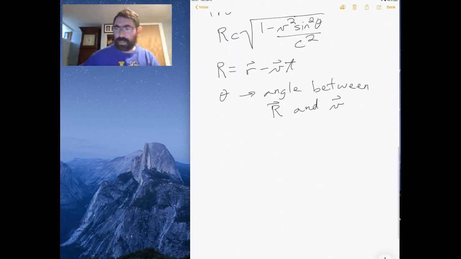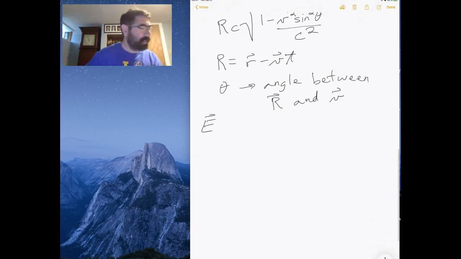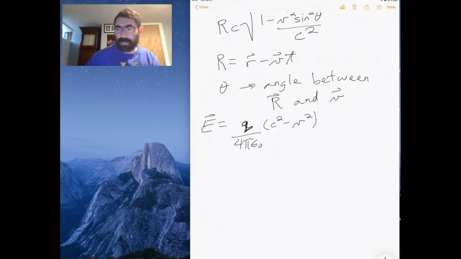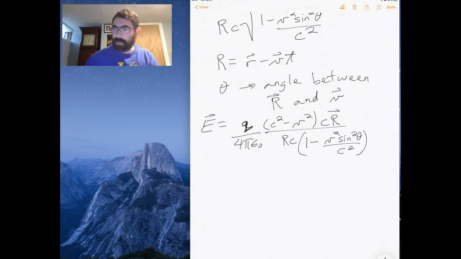So when you do that, I now write the electric field as q over 4 pi epsilon naught, c squared minus v squared times c times r, over r c times the square root of 1 minus v squared sine theta squared over c squared, and then all of that cubed.